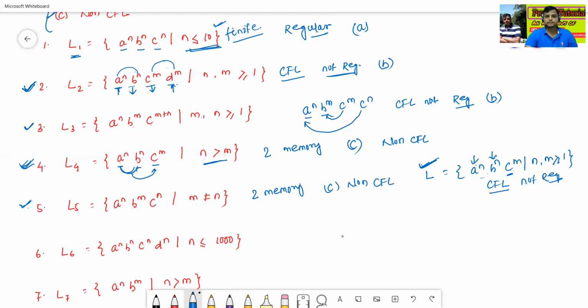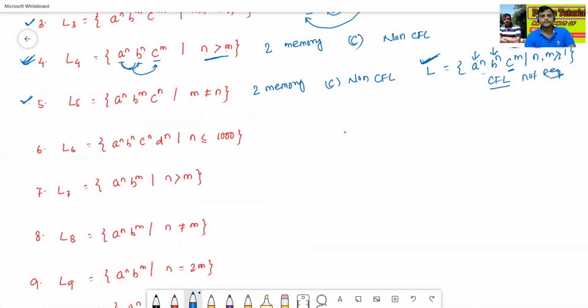So the next question, the sixth one. Here a to the power n, b to the power n, c to the power n, d to the power n, but n is less than or equal to 1000. This language is finite. Finite means it is regular. Regular means it is a context-free language. So it is option A.